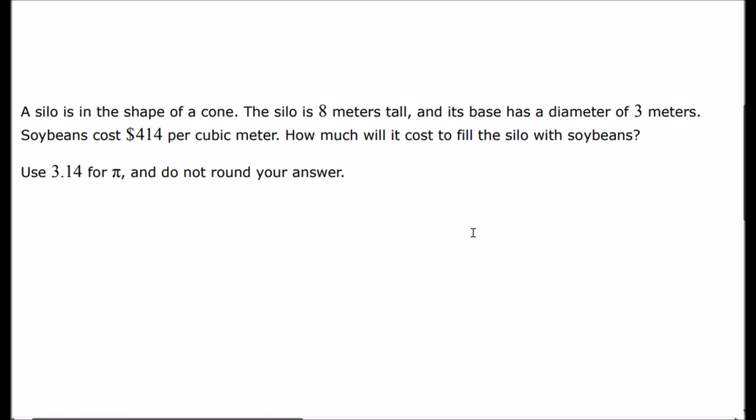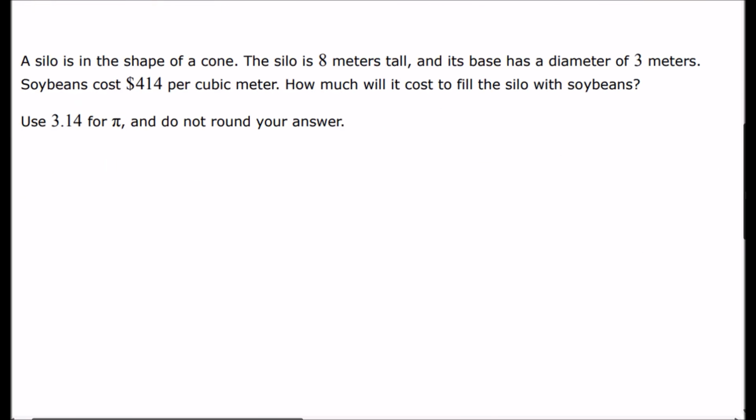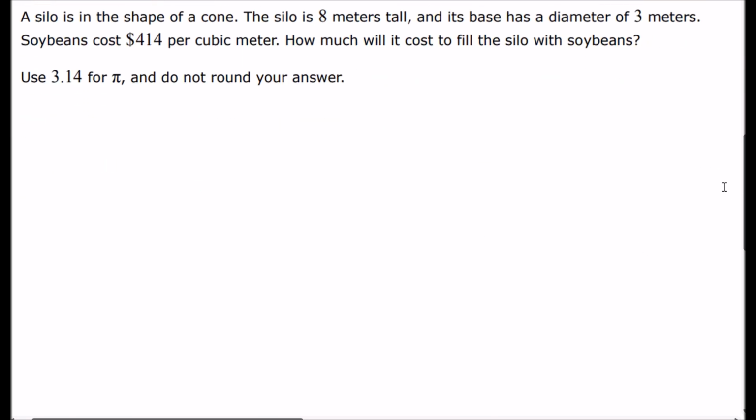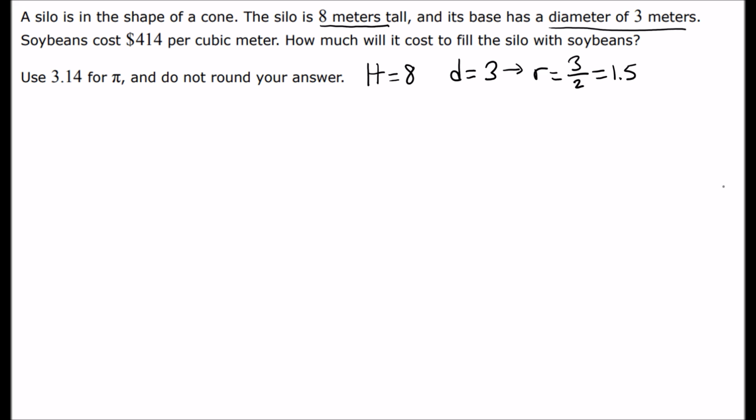Let's take a look at that next problem here. So it says a silo is in the shape of a cone. The silo is 8 meters tall. Okay, so we got our height there. The base has a diameter. Okay, so diameter, so that's D is 3. So that means that the radius has to be half of that, okay? Or 1.5. Soybeans cost $414 per cubic meter. How much will it cost to fill the silo with soybeans?